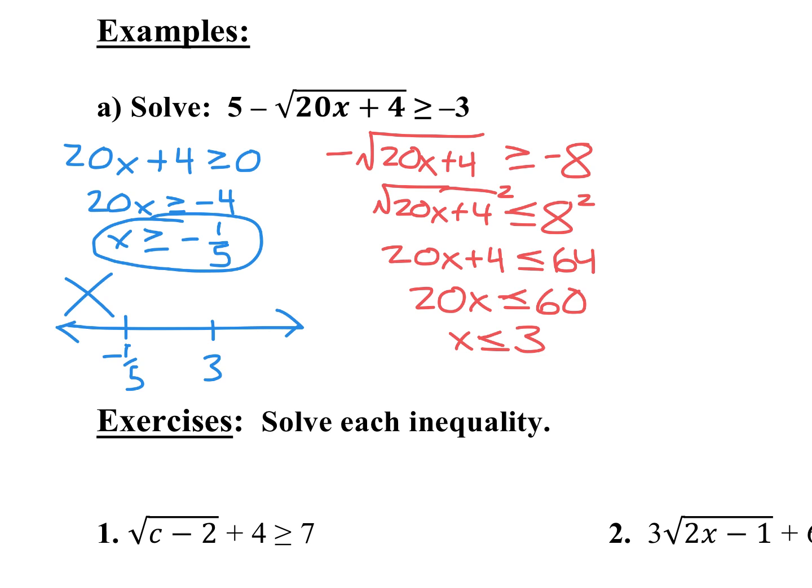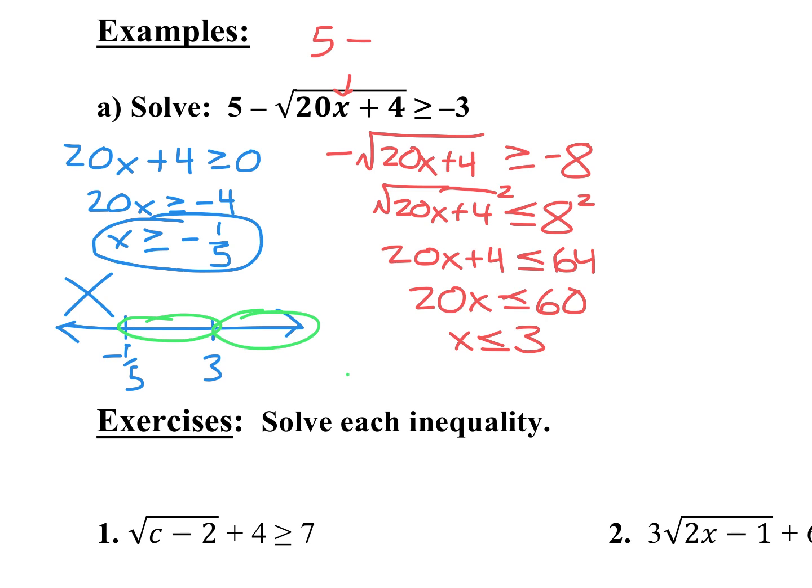All right, so the way you check your answer, you have to plug in a value in this area, and then you also have to plug in a value over here just to confirm. All right, so I think an easy value to plug in the middle would be 0. So if we plug in 0, so I'm plugging in 0 for x, I get 5 minus radical 4.